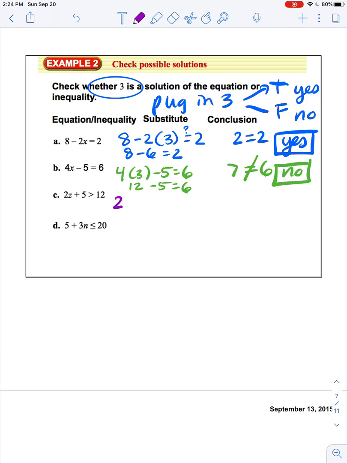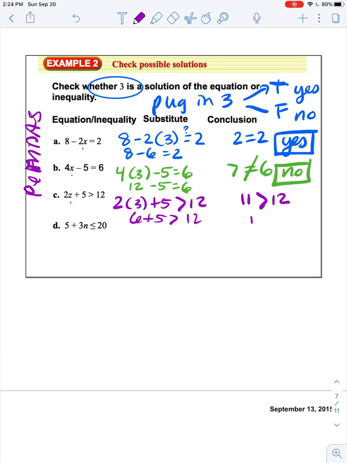How about C? Still plugging in a 3. It doesn't matter whether it was an x or a z in this case. I'm plugging in 3, and then I'm going to multiply first because I still have to stick with my PEMDAS. Oops, that's so messy. Sorry. So this will be 6 plus 5. So my statement is that 11 is greater than 12, which is false. So no, 3 is not a solution.